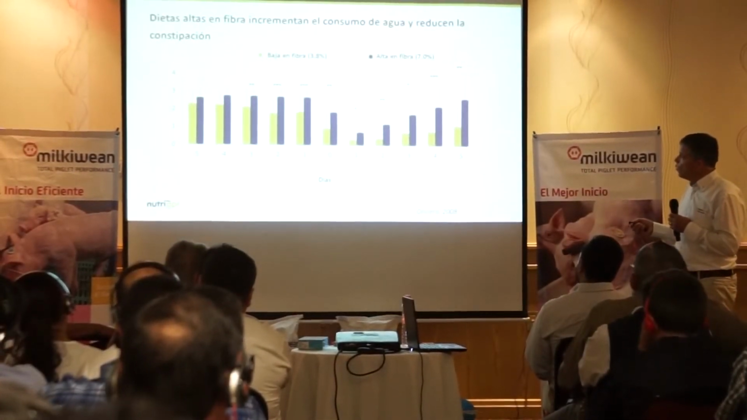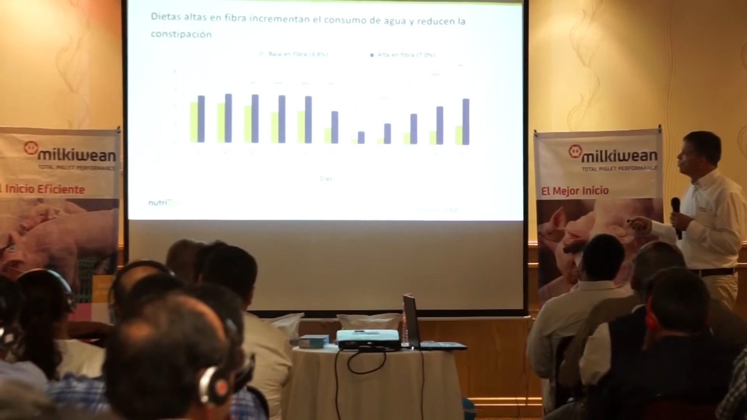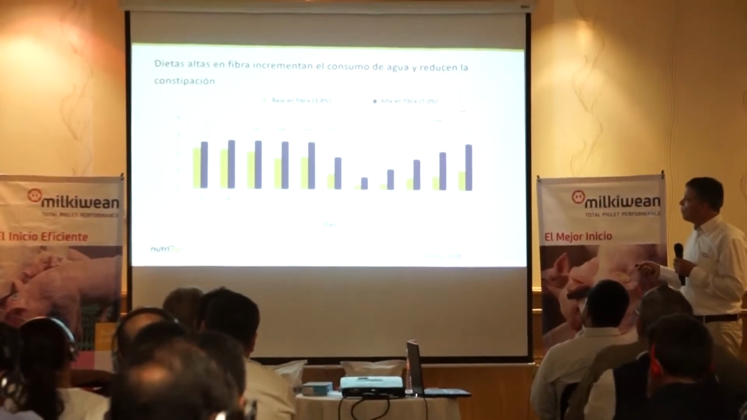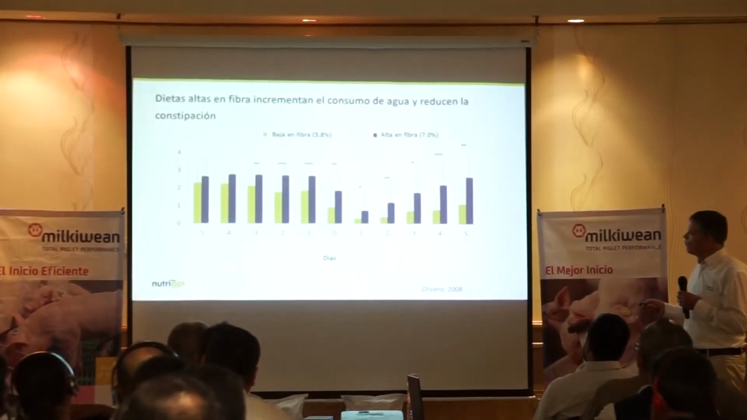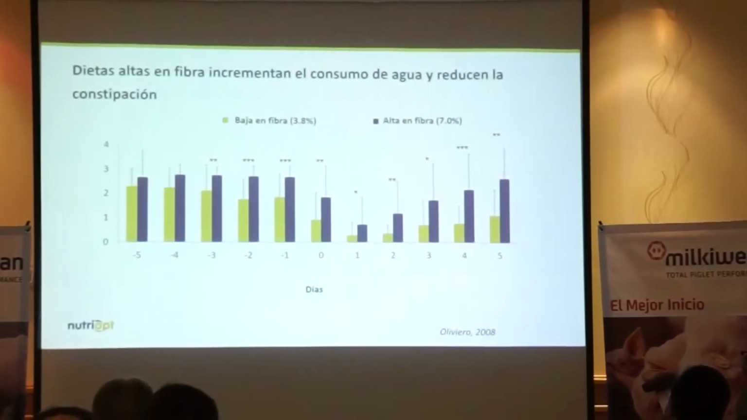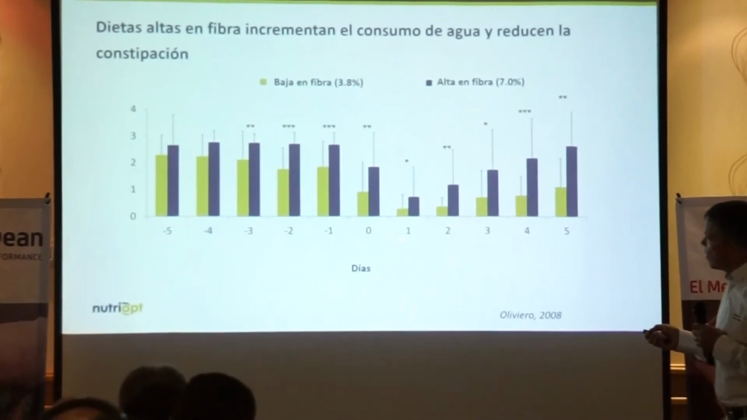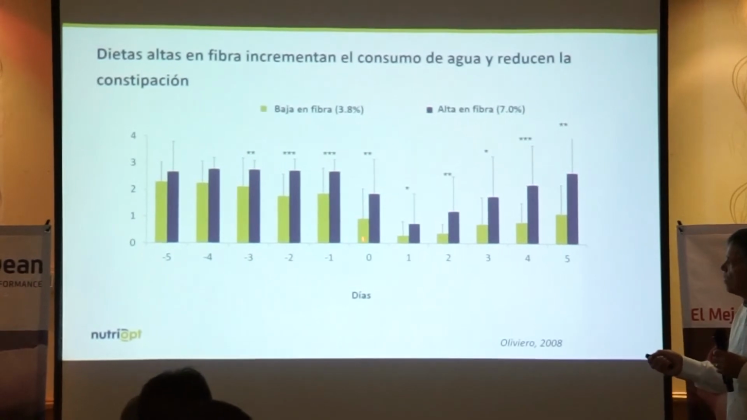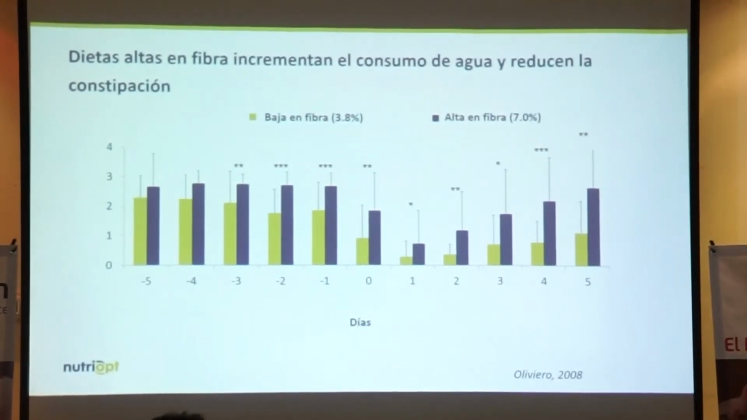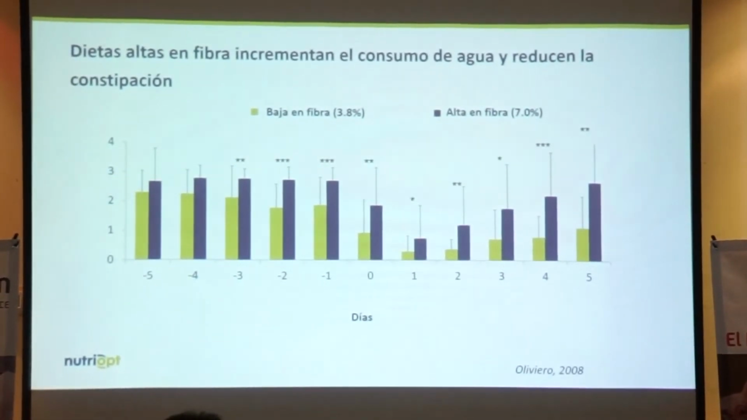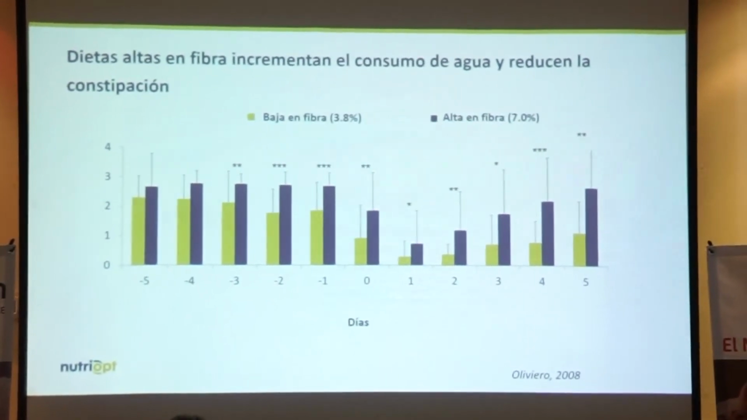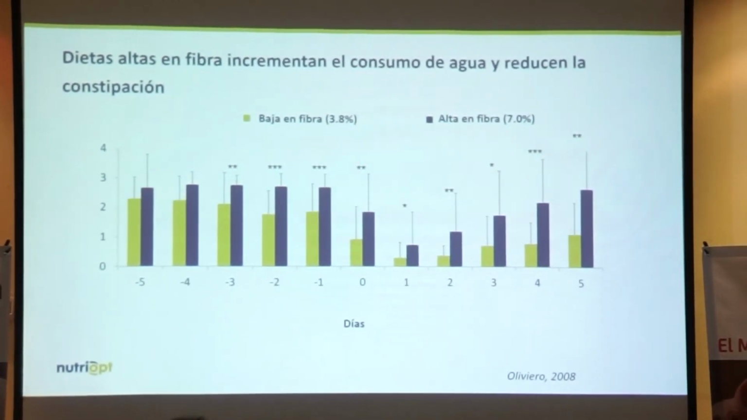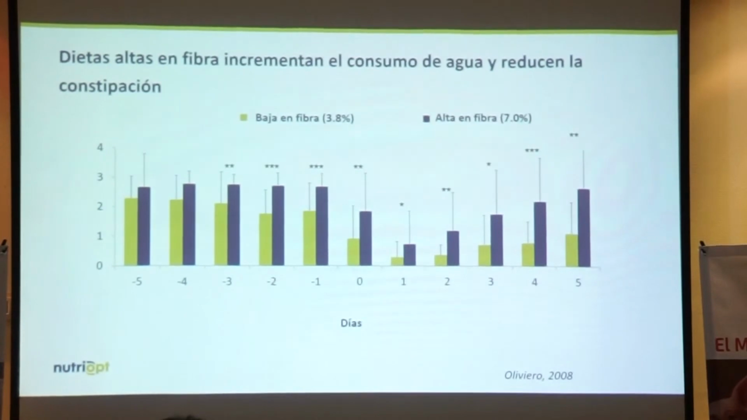And you see that with the high fiber diet, we could significantly reduce the level of constipation. You see that around farrowing, when the sow is almost eating nothing, there is a risk of constipation, but you see that with the high fiber diet you can reduce that risk.